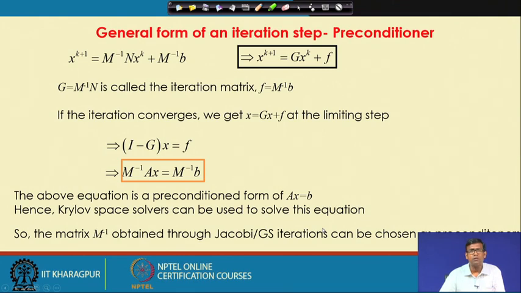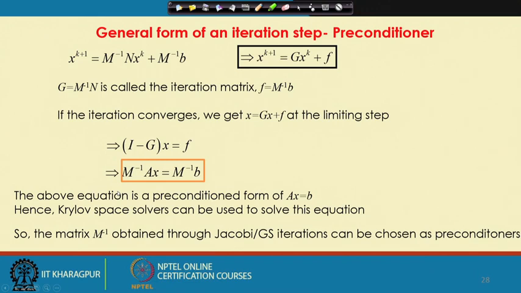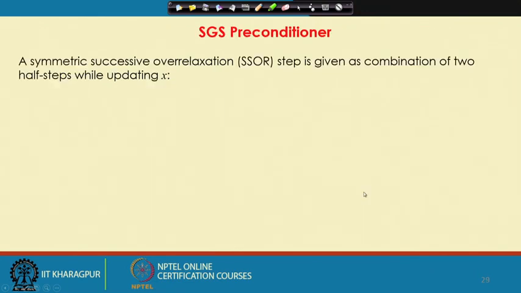So, the matrix M inverse obtained through Jacobi or GS iteration can be chosen as the preconditioner, and that is another idea. That M inverse, which is the Jacobi iteration matrix I minus G, can be chosen as a preconditioner and can be applied in the Krylov space based solvers, conjugate gradient or GMRES. This M inverse, which is I minus G, can be taken and applied there. Now, we have to see whether this is symmetric also, because symmetry is required in some cases.